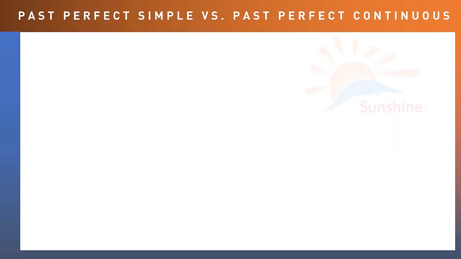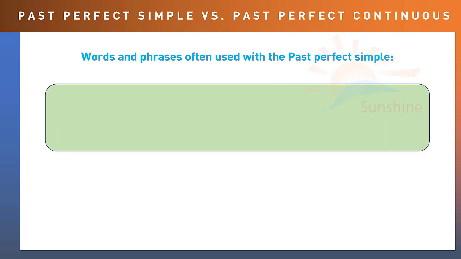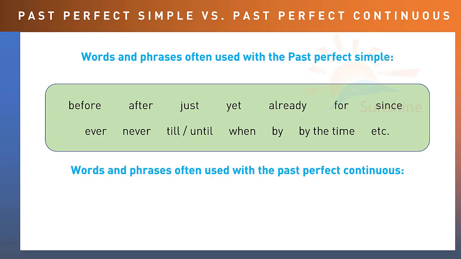Here are some words and phrases commonly used with the past perfect simple. Before, after, just, yet, already, for, since, ever, never, till or until, when, by the time, etc. Here are a couple of words often used with the past perfect continuous: for and since.